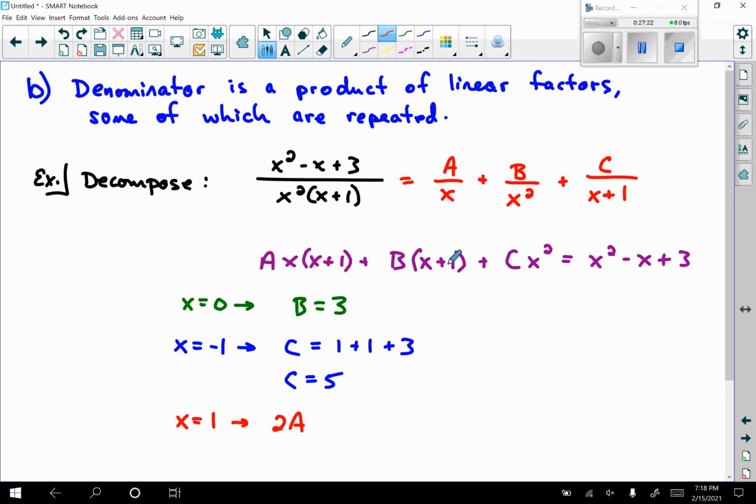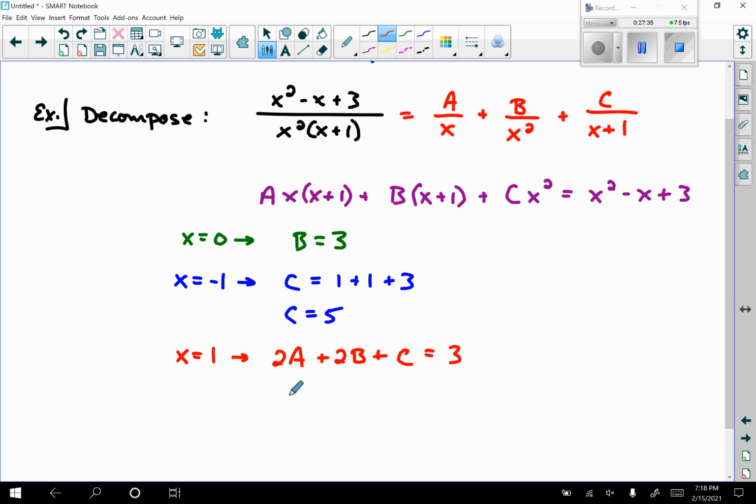1 plus 1 times b here is going to be a 2b. And then plus c. This will give me a 1 minus a 1. And then it's just going to give me a 3. So I already know b is 3. So I have 2a. 2 times 3 will give me 6. C is 5. That's 11. So if I subtract that, 3 minus 11 is negative 8. So a is negative 4.